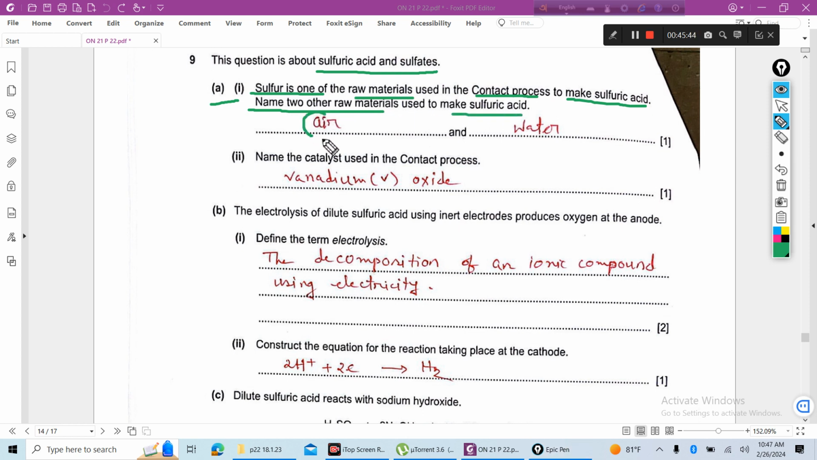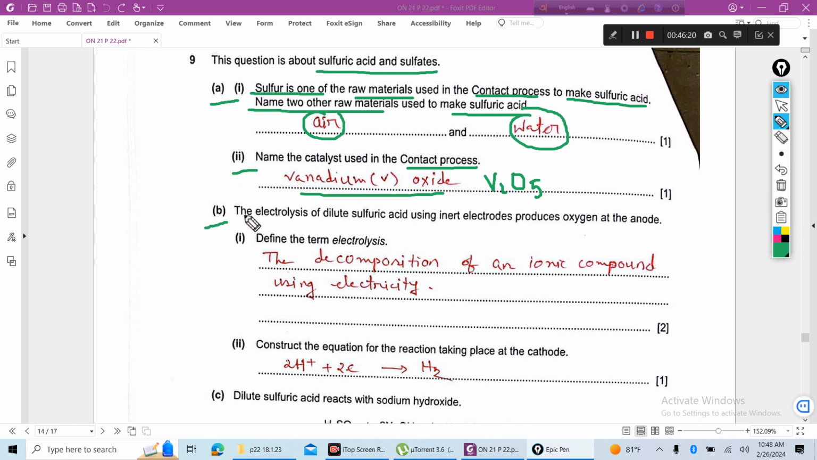You need air, oxygen is needed, and you need water needed to dilute the fuming sulfuric acid, I mean oleum, so water is needed. Name the catalyst used in contact process. You know, vanadium 5 oxide is needed, V2O5.